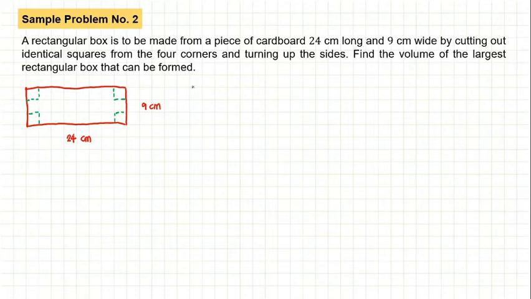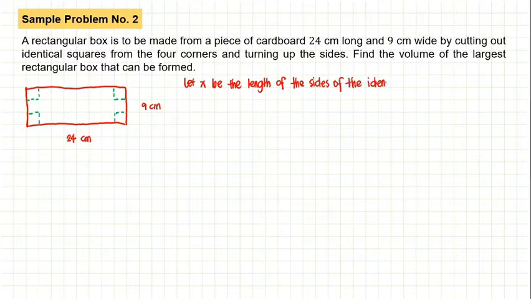Okay, so therefore we will let x be the length of the sides of the identical squares. Okay? And suppose V of x is the volume of the rectangular box.